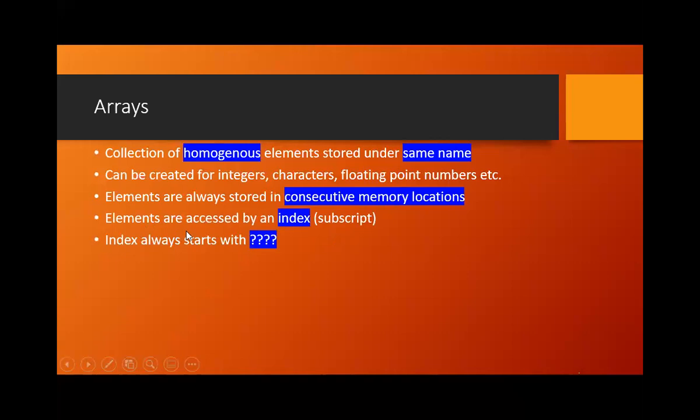Meanwhile, we know these concepts also, right? The elements of an array are accessed by a number called an index. What is the first value of the index? 0. It is 0. And the total number of elements stored in the array, we usually call it the size of the array.